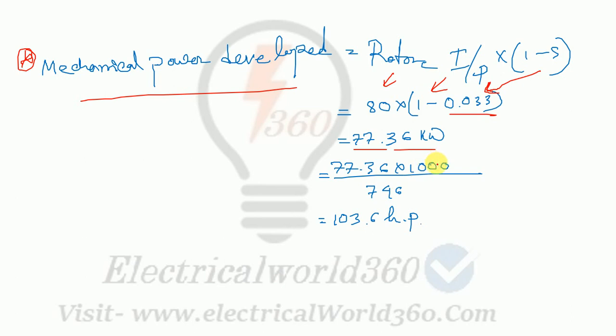So it will be in watt, and as we know, 1 horsepower is equal to 746 watt. So that's why we need to divide it by 746.